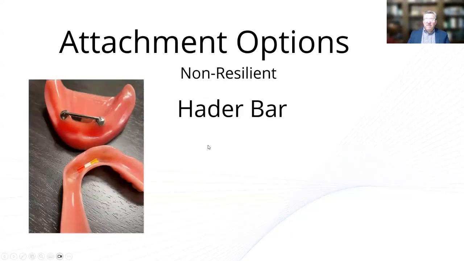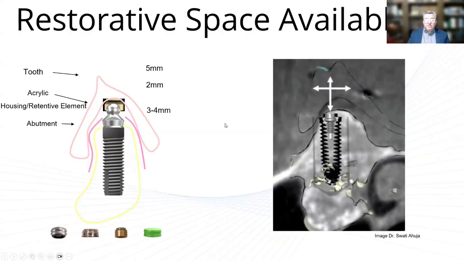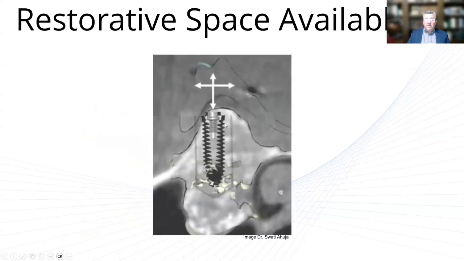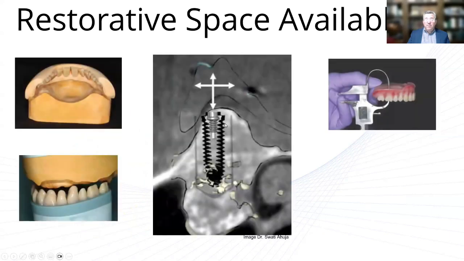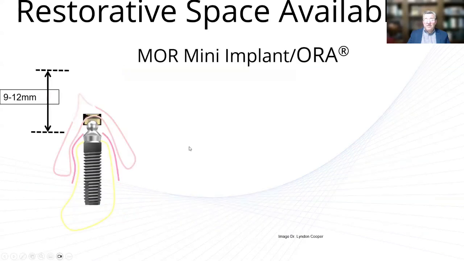Hader bars, very stiff, very rigid options, but I like these because now you're mutually supporting over multiple implants. So it's a good thing. We like bars because you get mutual support. You're protecting all those lateral forces on the implant. But you need a lot of room for those. How much room do I need? Well, we talked about that before. Make sure you understand how much room you need, whether it's doing a digital design or working it up with your lab tech. Understand the space you need.